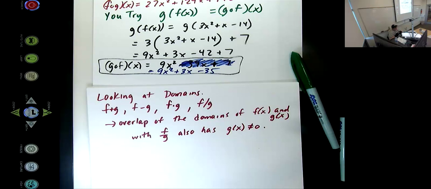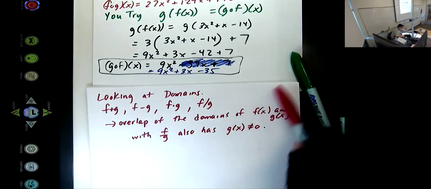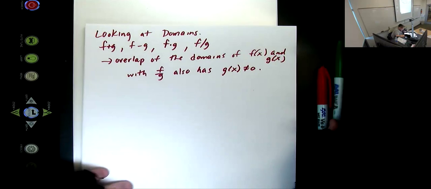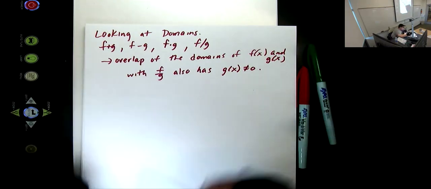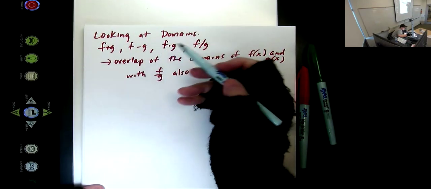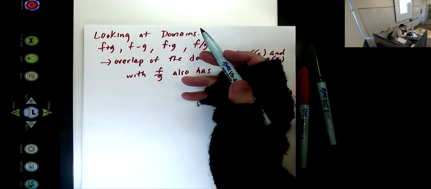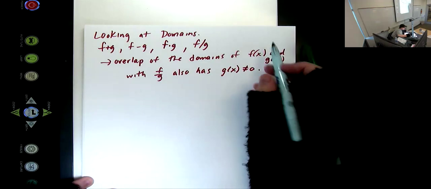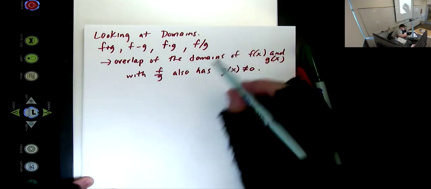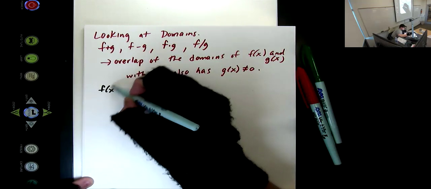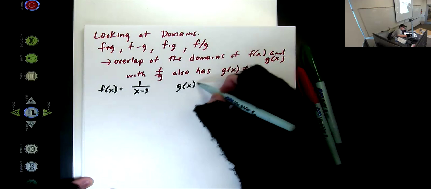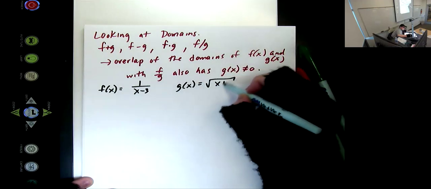Usually it's not a big deal. Usually it's all real numbers. For most things, it's all real numbers. The ones where you get hiccups are when we have tricky stuff going on. And even for those, it's not too bad. Again, it's just the overlap. So like if we have f of x equals 1 over x minus 3 and g of x equals square root of x plus 9.